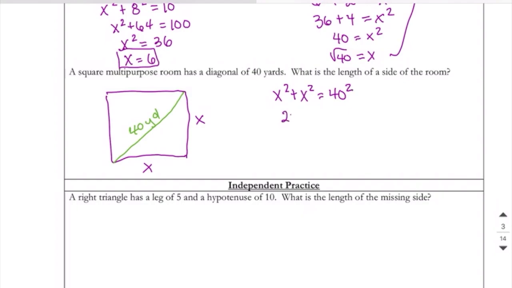Okay, which means we'll have 2x squared equals 1600, which means divide both sides by 2, we get x squared equals 800. So if you take the square root of both sides, you're going to get x equals 20 square root of 2, which, if you use your calculator to simplify, you'll get 28.3 yards.